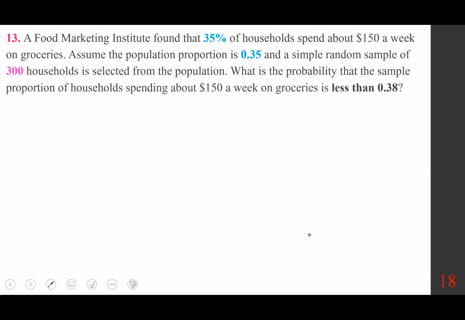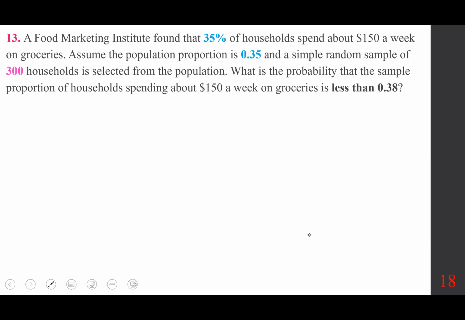If Food Marketing Institute found that 35% of households spend about $150 a week on groceries. Assume the population proportion is 0.35 and a simple random sample of 300 households is selected from the population. What is the probability that sample proportion of households spending about $150 a week on groceries is less than 0.38?